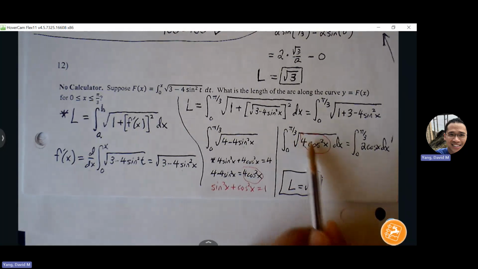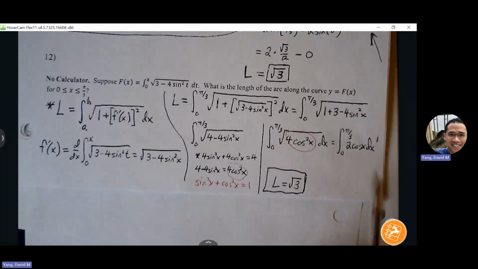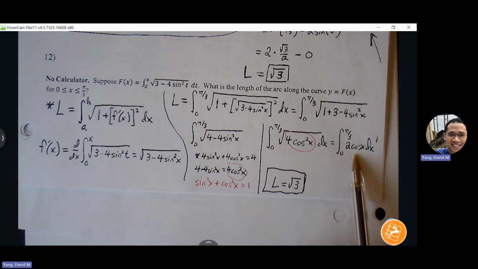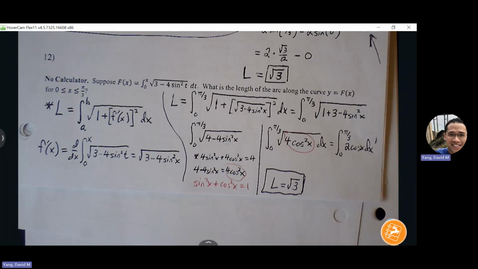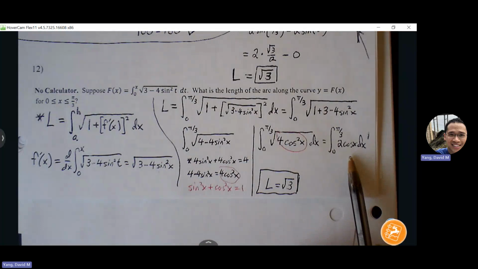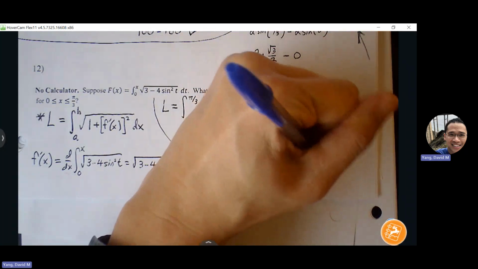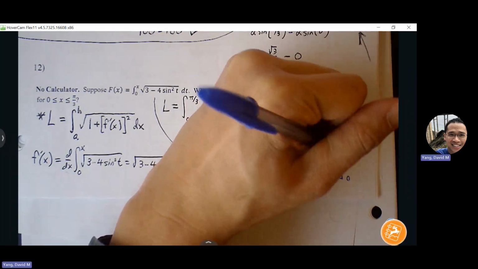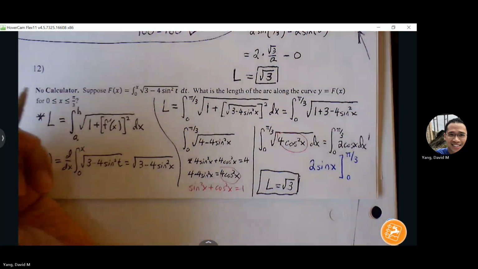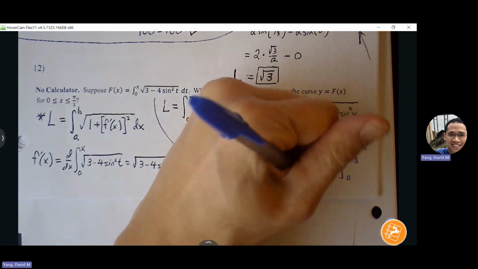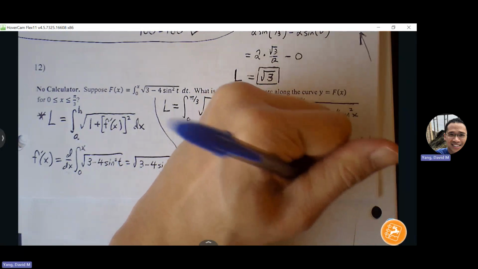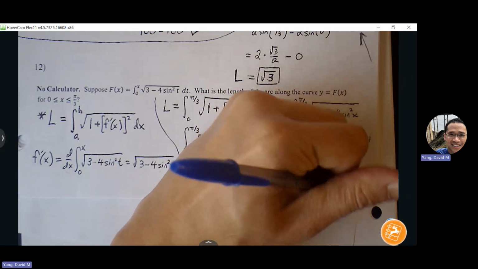Square root of 4 is 2. Square root of cosine squared x is cosine. And now I'm down to something that feels a lot more manageable. Okay, so now I'm down to this stage here. I want to find the integral from 0 to pi over 3 of 2 cosine of x. I know cosine of x turns into sine. So 2 sine of x evaluated between 0 and pi over 3. So 2 sine of pi over 3 minus 2 sine of 0.